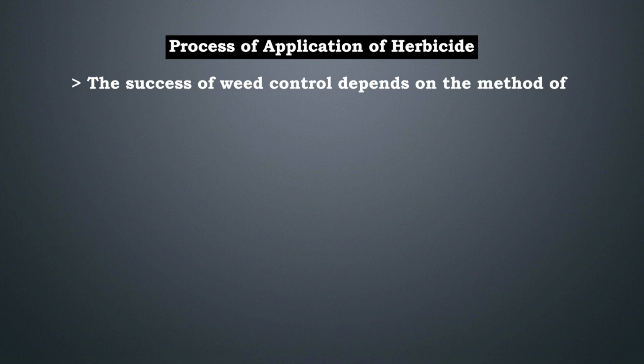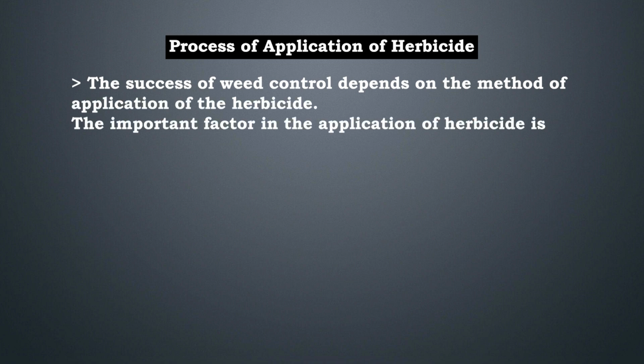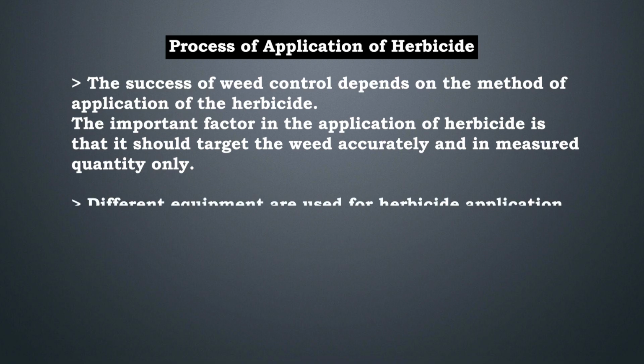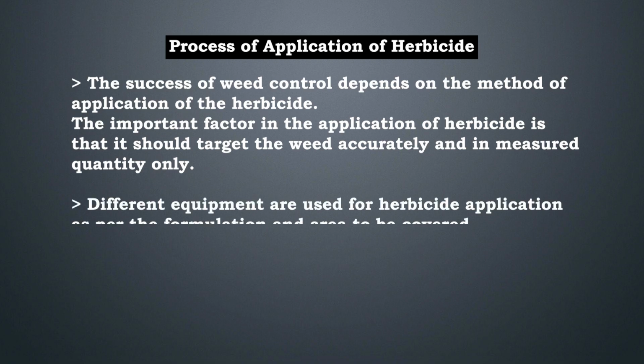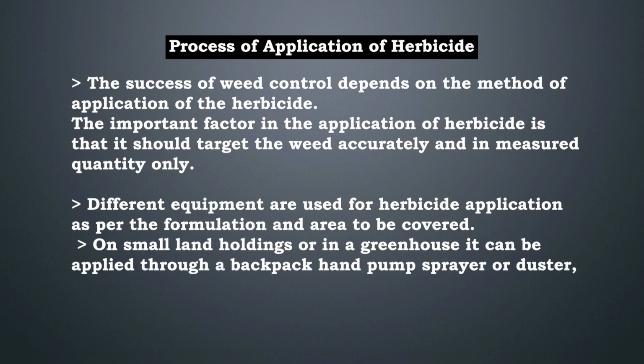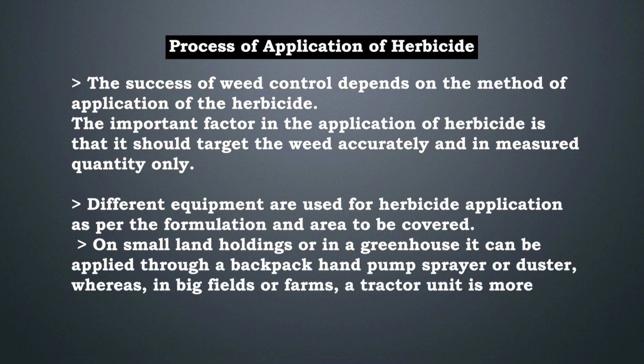Viewers, let us now understand the process of application of herbicide. The success of weed control depends on the method of application of the herbicide. The important factor in the application of herbicide is that it should target the weed accurately and in measured quantity only. Different equipment are used for herbicide application as per the formulation and area to be covered. On small land holdings or in a greenhouse, it can be applied through a backpack, hand pump sprayer or duster, whereas in big fields or farms, a tractor unit is more desirable.